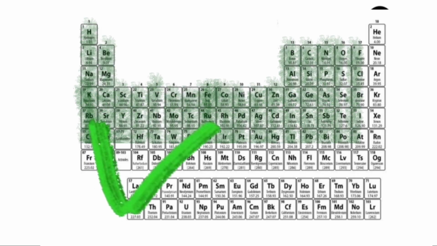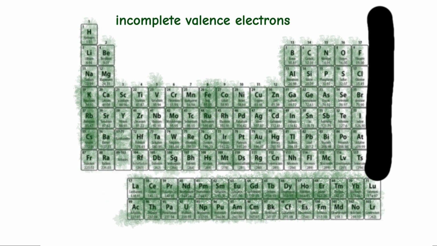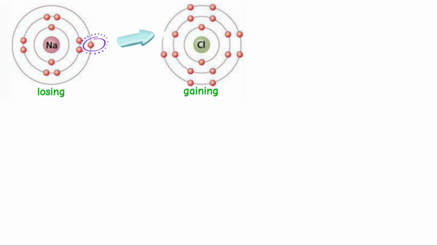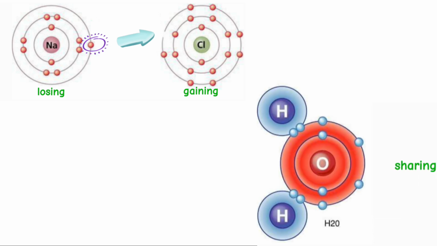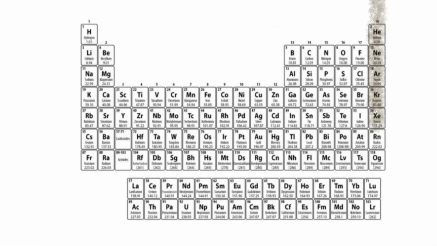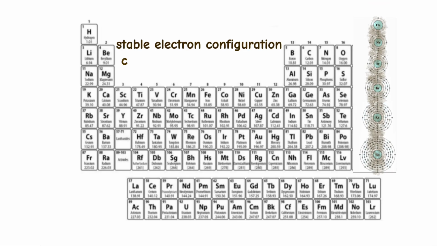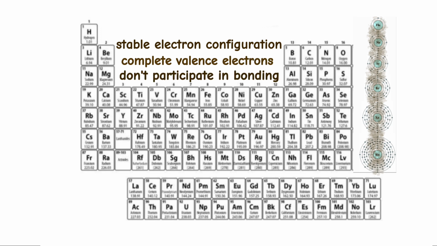All atoms except noble gases have incomplete valence electrons. So, all atoms except noble gases have unstable electron configuration. They participate in bonding one atom to another by losing, gaining, or sharing electrons to get the nearest stable noble gas electron configuration. Noble gases have stable electron configuration because they have complete valence electrons. They don't participate in bonding one atom to another.